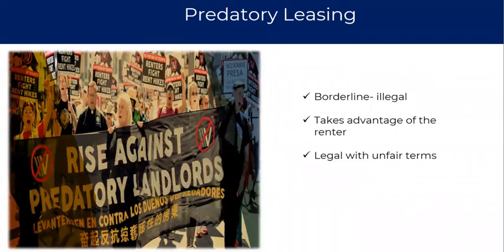So, like I stated, unscrupulous landlords prey on people in desperate situations, those who are unaware of their rights. So before a person signs a lease, they should be aware of what predatory terms and practices are, in order to prevent entering into a landlord-favorable lease. So what is a predatory lease? It is a lease that is either borderline illegal and takes advantage of the renter, or it is a legal lease with contractual terms that are unfair to the renter.